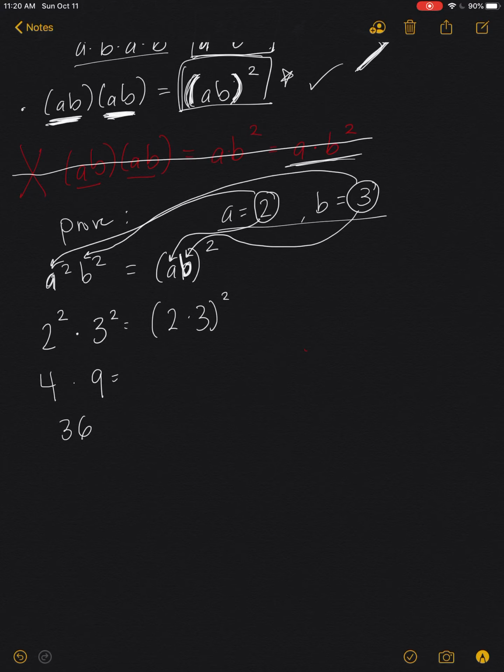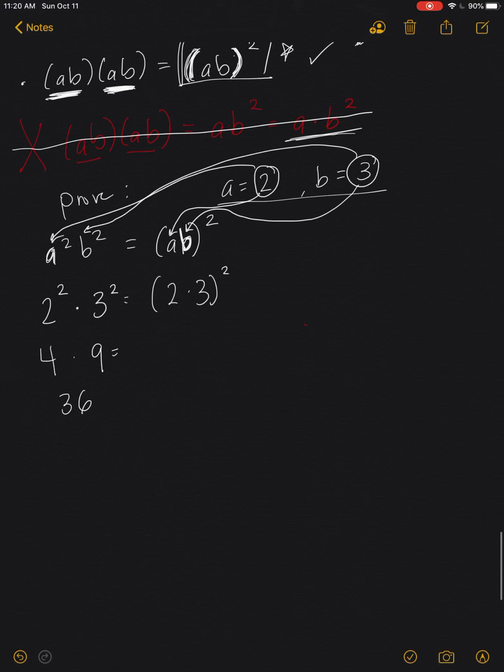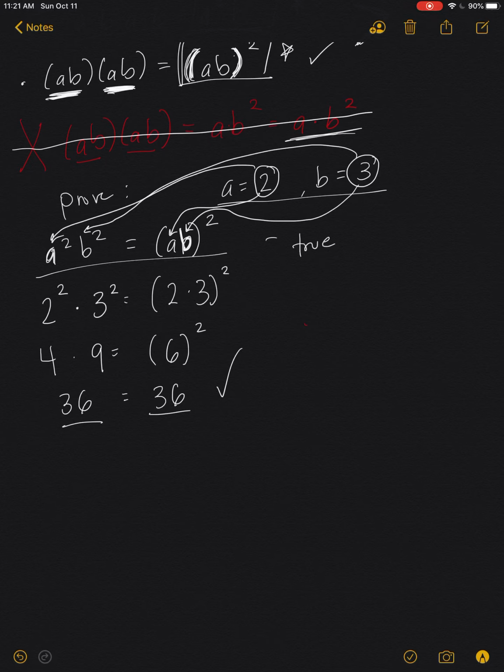So I have 2 times 3, and then you square the whole thing, right? It's in parentheses. 2 times 3 is 6. We square 6. 6 times 6 is 36. So you can see we got the same answer. We prove that a squared b squared is equal to (ab) squared.